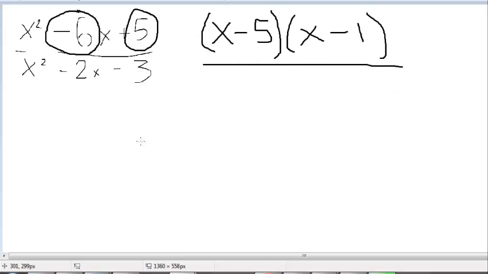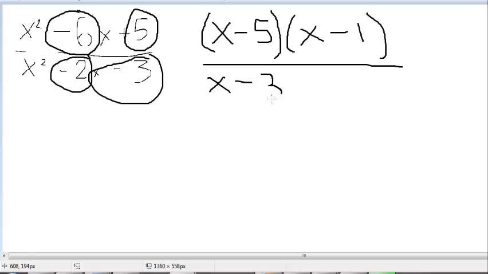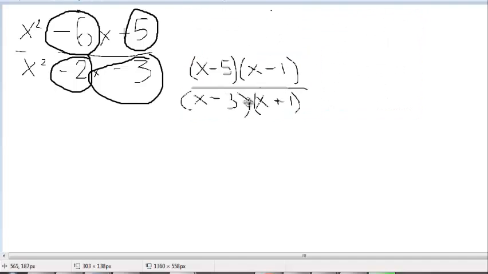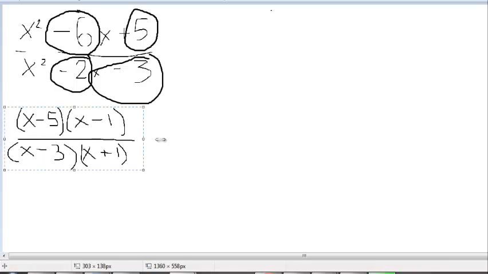The bottom piece, we need a number that multiplies to -3 and adds to -2. Another number that would come to mind for this would be x minus 3, x plus 1. So there we have our factored form of the equation. And this is the best form to have it in. It's going to help us a lot in determining the zeros and the asymptotes.